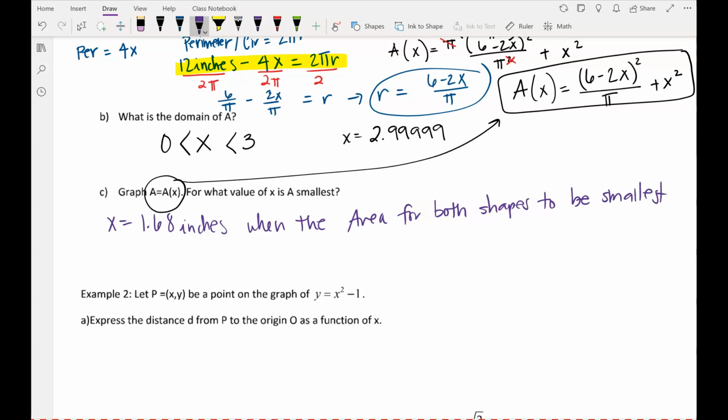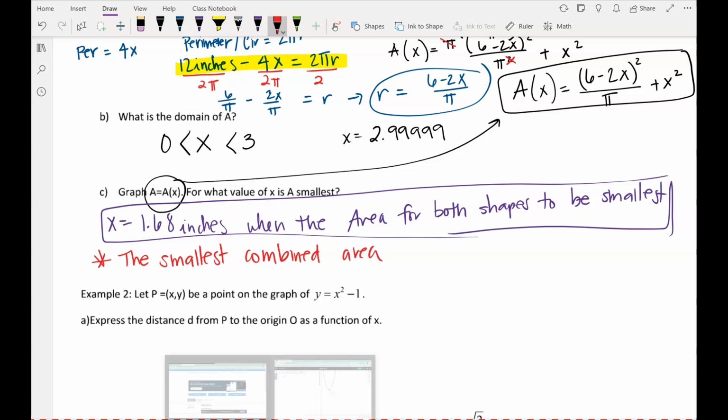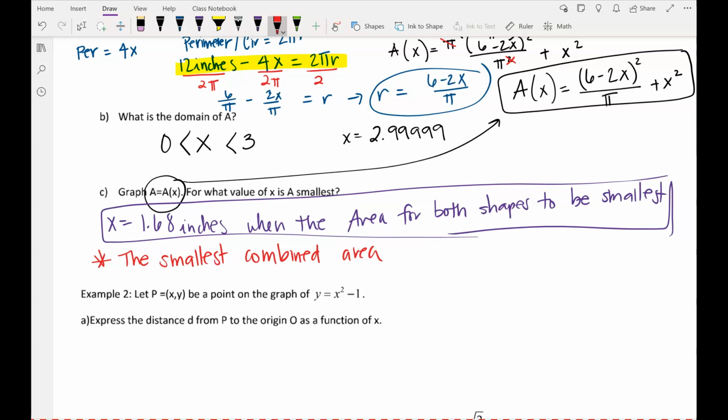Now on the exam, I might also ask you what is the smallest combined area. Then you could also add that on. So this is an addition here. The smallest combined area is, let's go back to Desmos and look for the y, 5.041 inches squared, since it's an area.